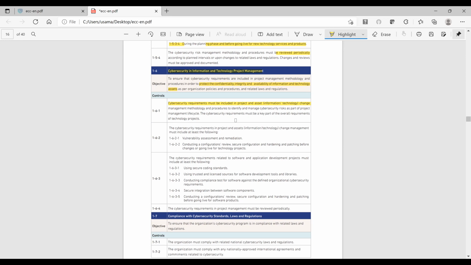Because in some situations, you may have a project for implementing software, you may have a project to implement a network, you may have a project to implement a module in software, you may have a project to choose a third party, and each one of them has its own security requirements. Not all security requirements are the same. Yes, we fulfill confidentiality, integrity, and availability.